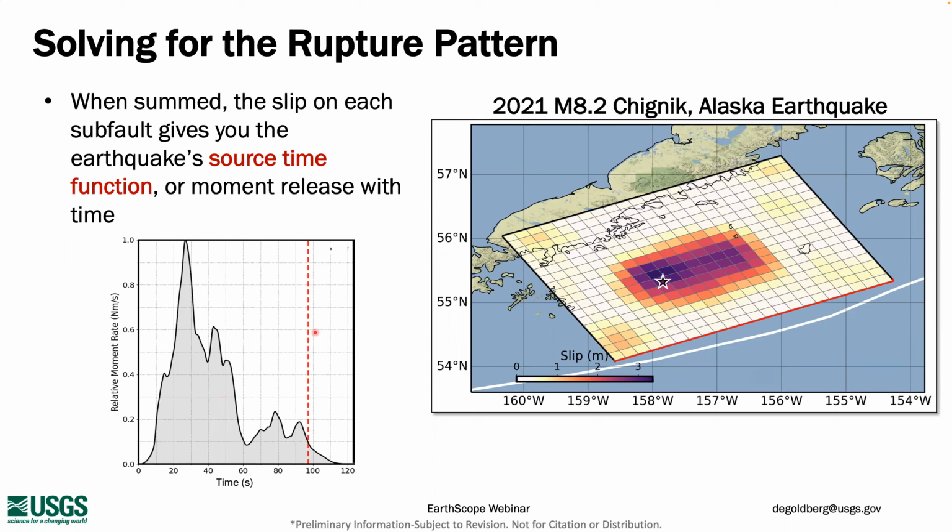And these red lines indicate where we assume the end of rupture to be, because when you run a finite fault model, there's always some amount of slip at the end of the rupture that's really just fitting waveform noise.